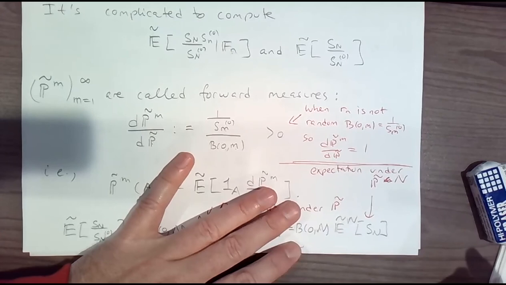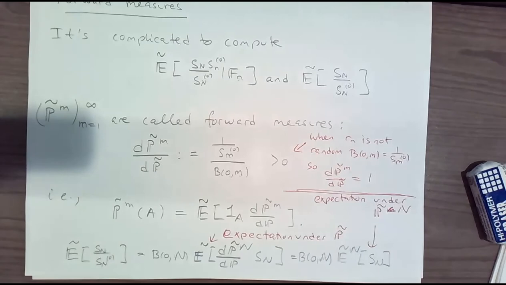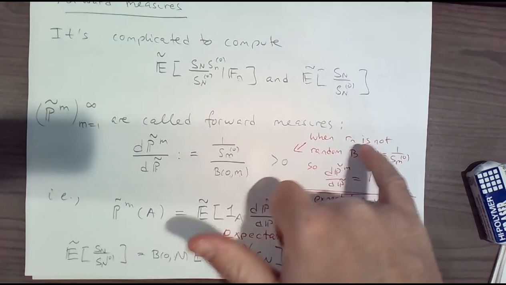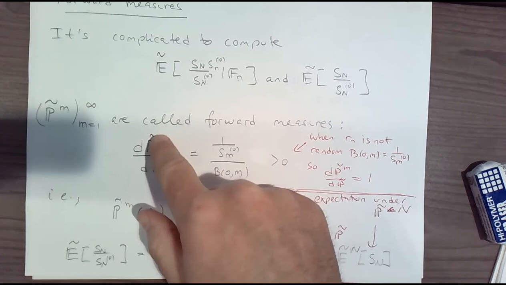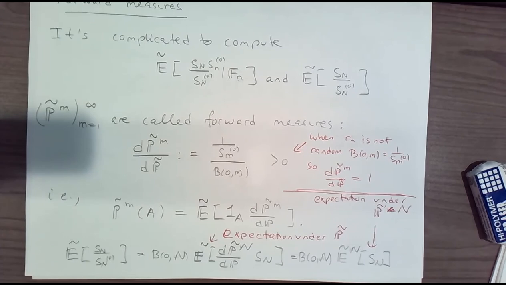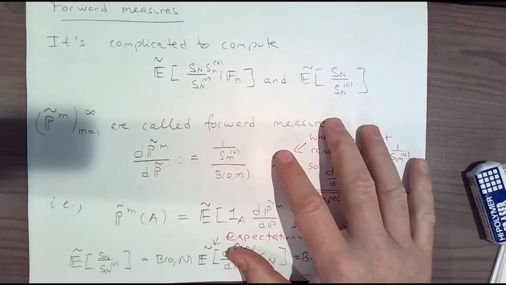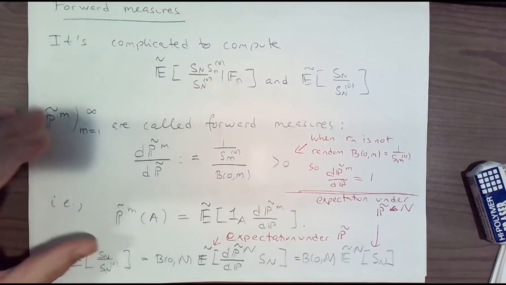So the reason that we haven't seen these forward measures before when we did equity is because the interest rate was not random. And so this ratio would always be one, and all the forward measures would just be equal to the P tilde measure. So the reason that we're seeing these forward measures now and not earlier is because we have stochastic interest rates. And the message is that when you have stochastic interest rates, it's not just P tilde that's important. There are other measures, in particular these forward measures, that are important.